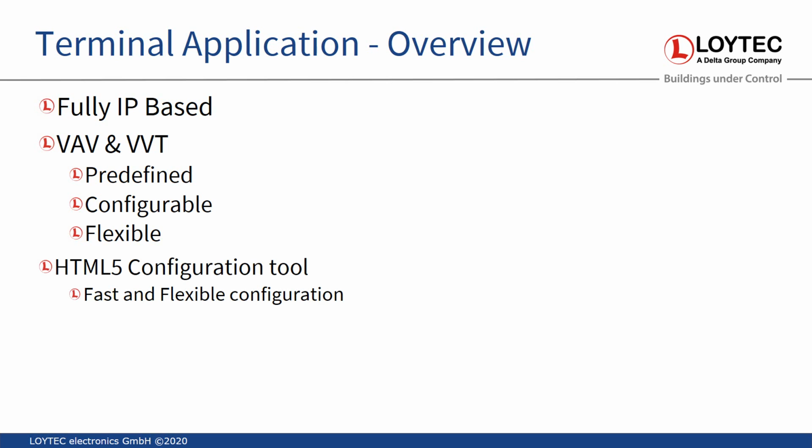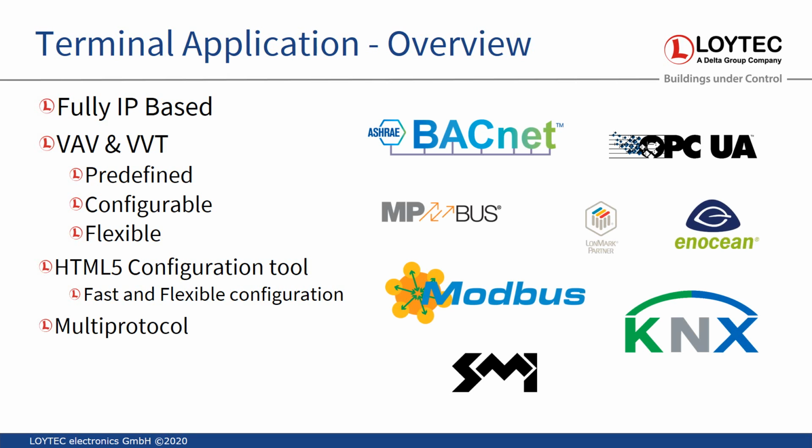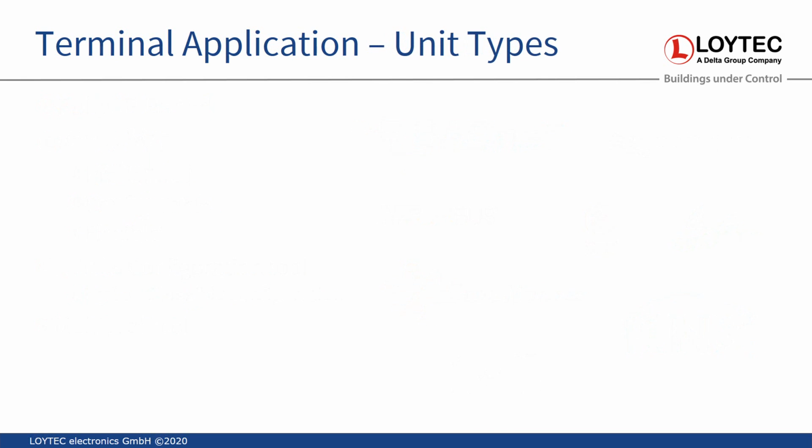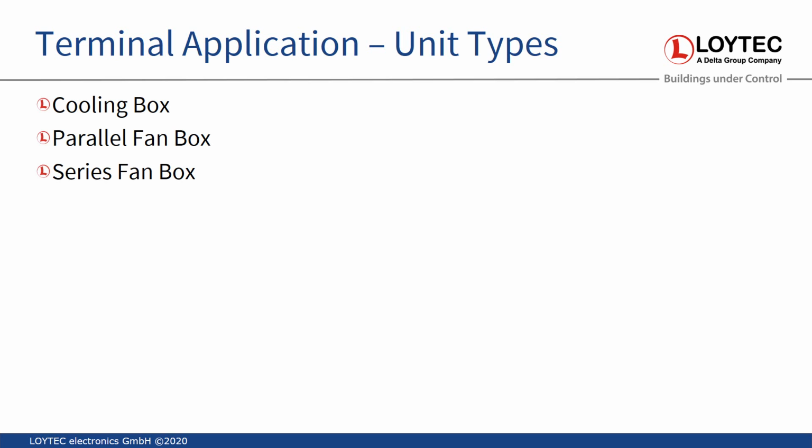An HTML5 based configuration tool supports fast and flexible unit configuration. Each terminal controller is simultaneously multi-protocol and can communicate with BACnet, OPC, Modbus, LAN, SNMP, and other protocols. There are 9 predefined applications categorized into 4 types: cooling box, parallel fan box, series fan box, and dual duct box.